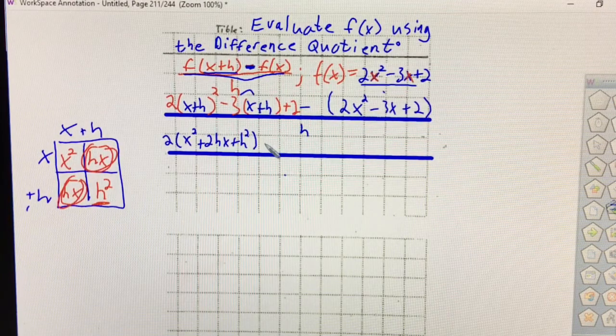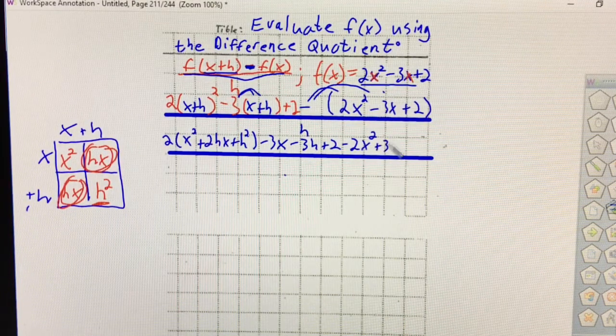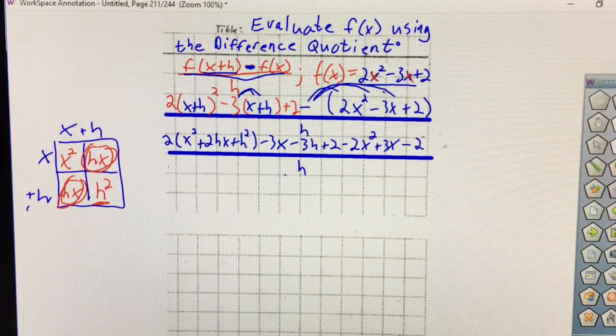Now I'm going to distribute this negative 3, minus 3x. Distribute that negative 3, minus 3h. Bring down the plus 2. I have to distribute the negative, so negative 2x squared. Distribute the negative, plus 3x. And distribute the negative again, minus 2. This is still all over h. I have a little bit more algebra to do.